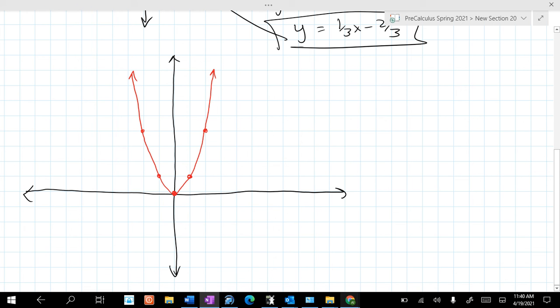Okay, this is a parabola. I can find the slope at the point 0, 0, at the point 1, 1, at the point 2, 4. I can find the slope at all of them. Are they all going to be the same slope? No, they're all going to be different slopes. So in calculus, what we do is find the slope of a curve.